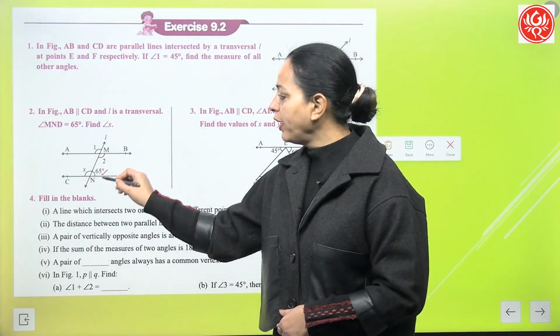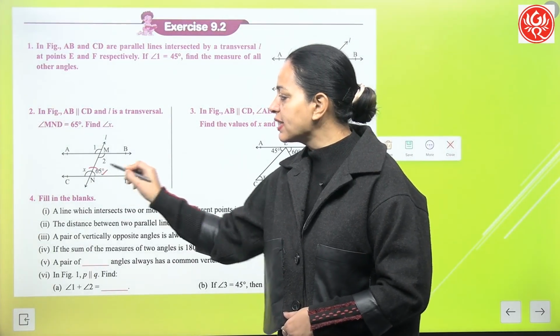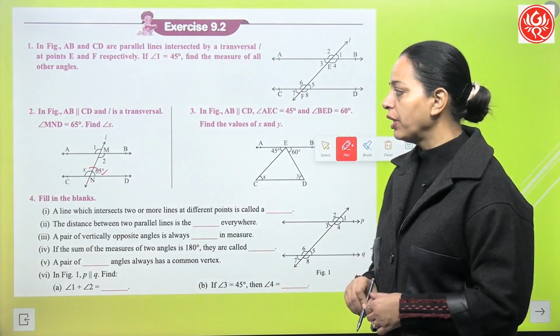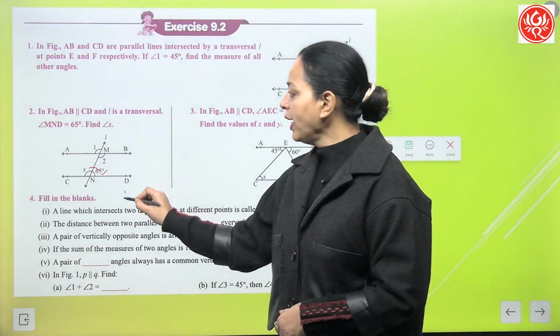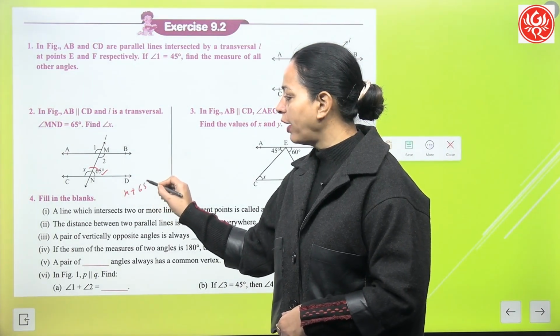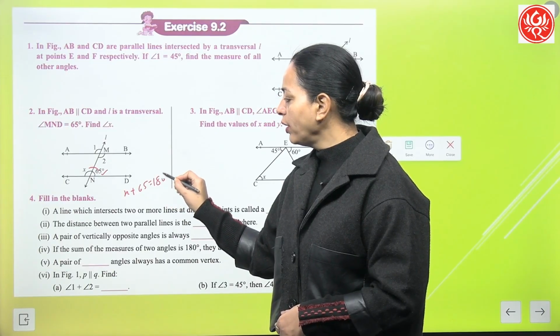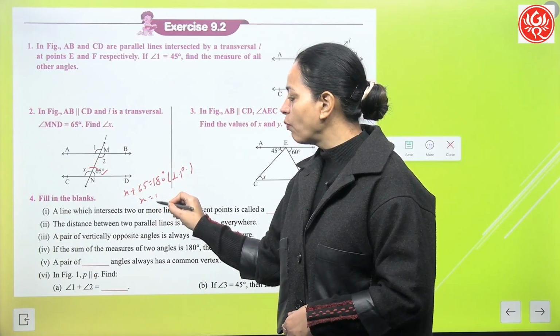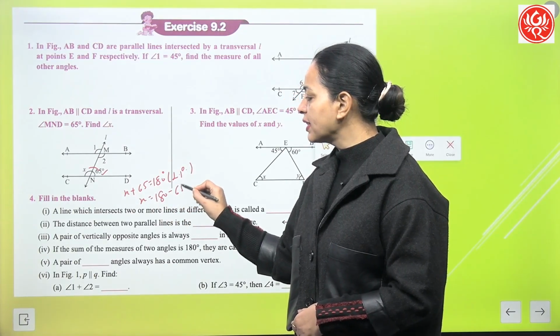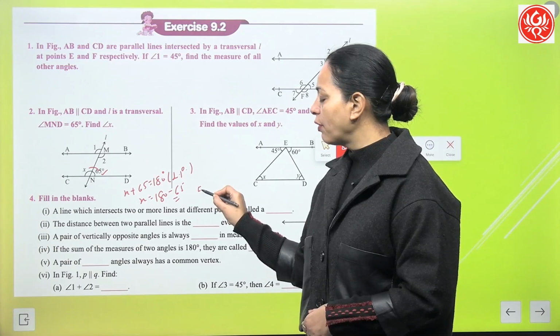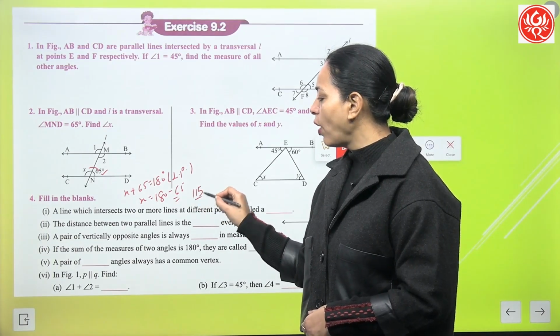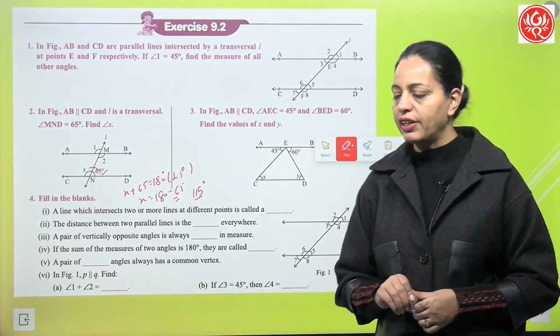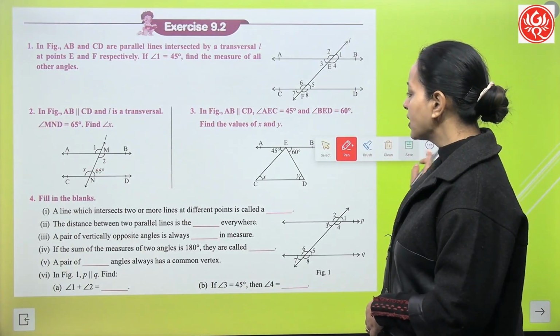So how can we find x? Very simple. x and 65 are forming a linear pair. So x plus 65 equals 180 degrees, linear pair. So what is x? 180 minus 65. We can find the value, that is 115 degrees. Okay, I hope this is clear to you.